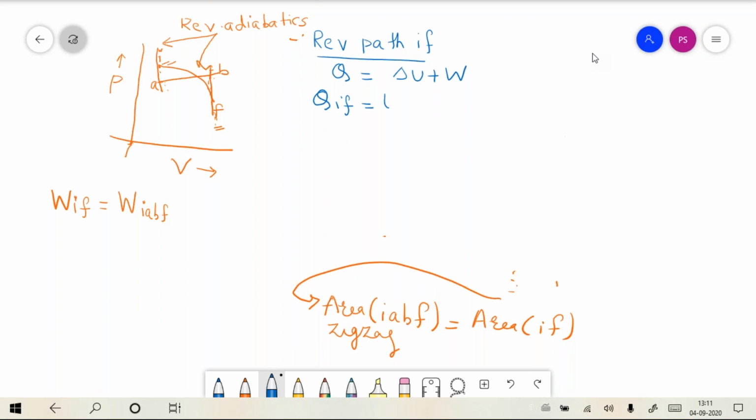Now let me apply the first law of thermodynamics to the zigzag path.